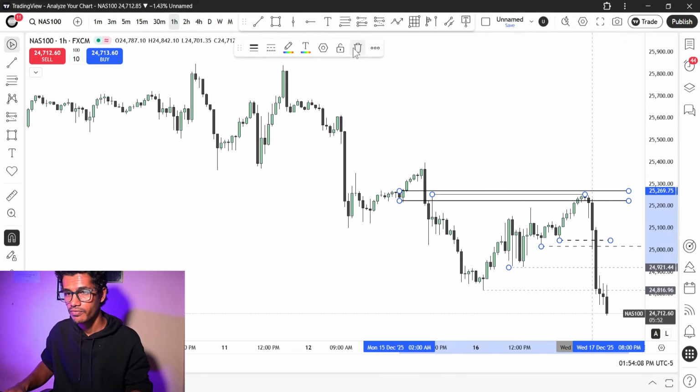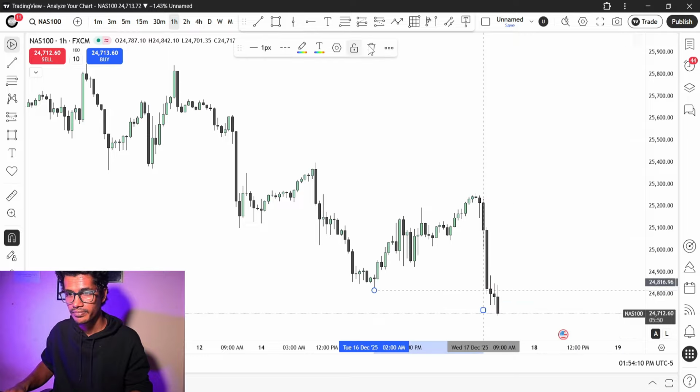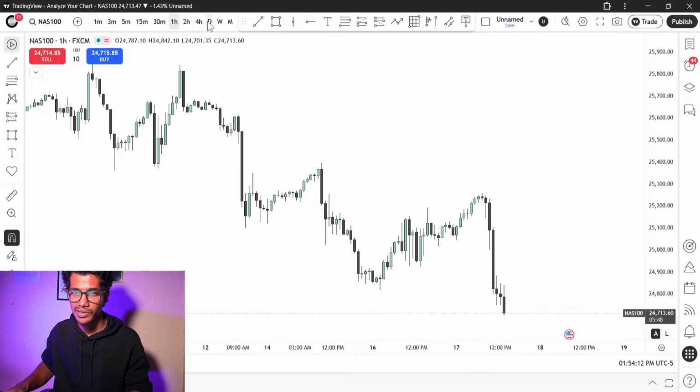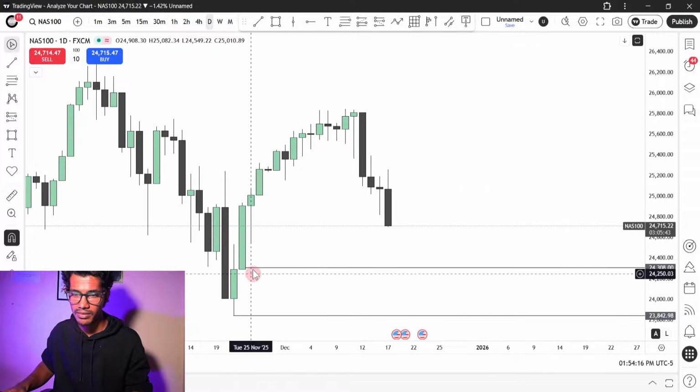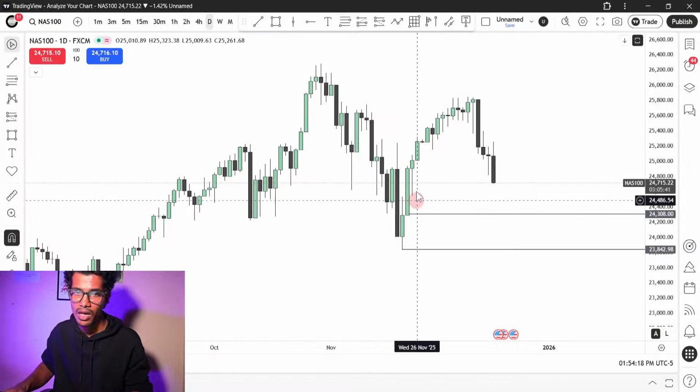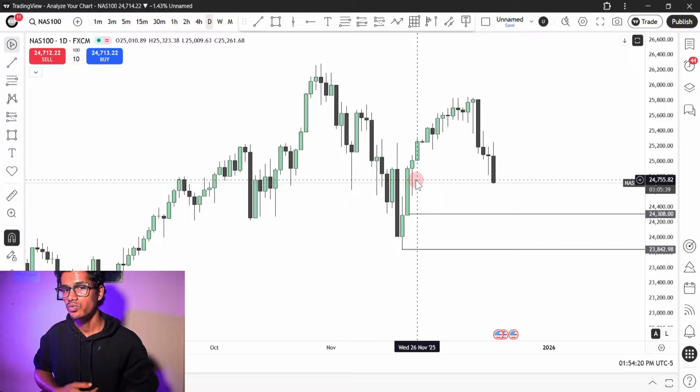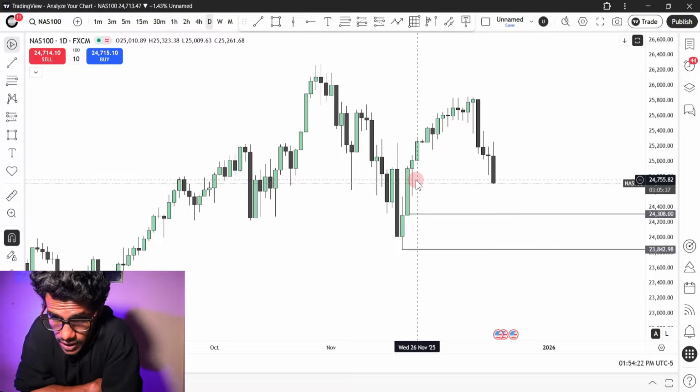But let me give you guys a little more sneak peek of what I'm going to look for tomorrow. Yeah, man, I think we're probably going to sweep these lows. These lows are probably going to be swept on NY session.